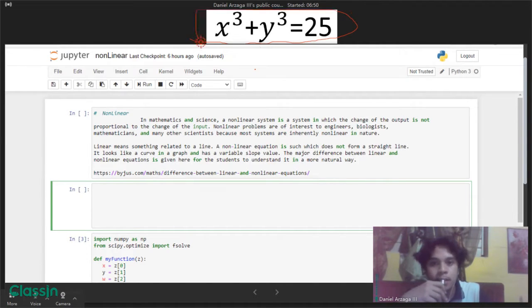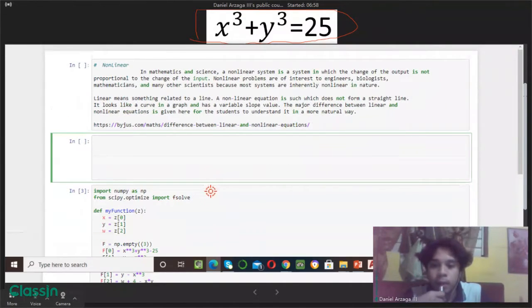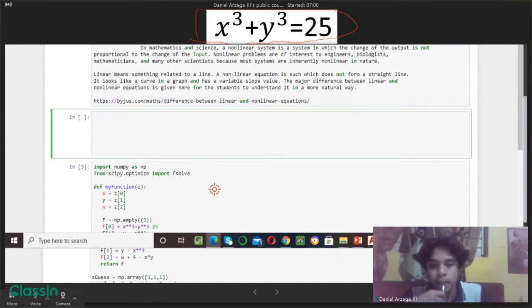So x cubed plus y cubed equals 25. So ito yung kung paano siya gawin sa Jupyter Notebook. So first is import numpy as np. So yung numpy dyan is np yung niya. From scipy.optimize import fsolve. So define my function.